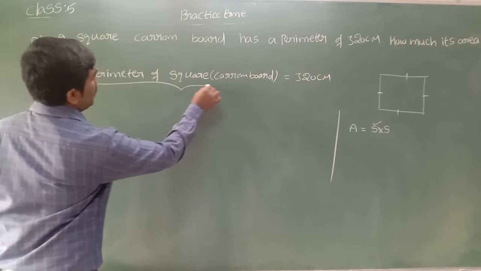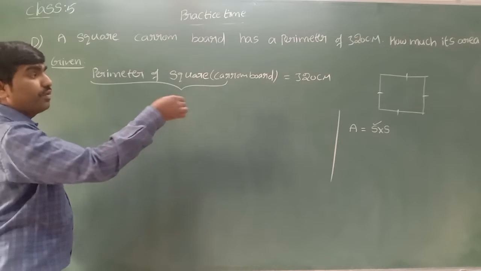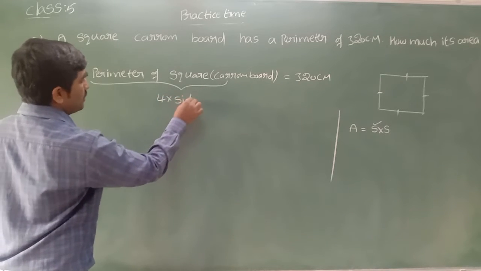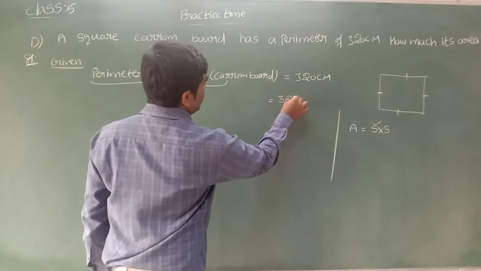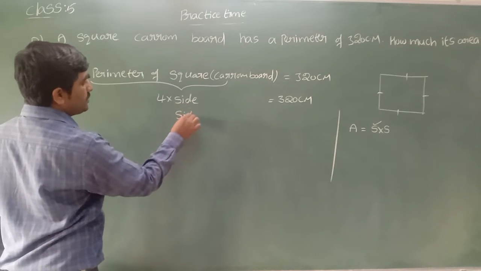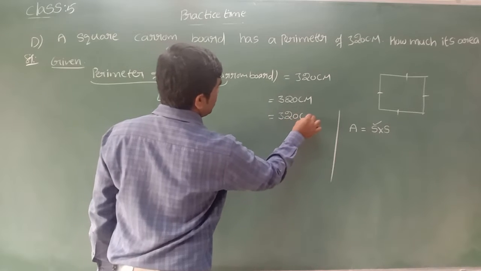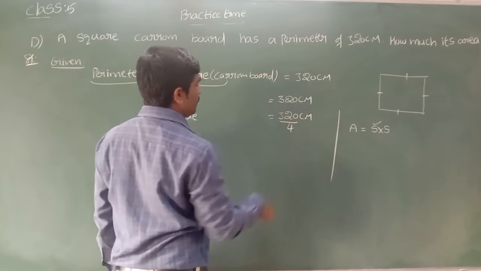What is the perimeter of a square? Perimeter is the total length of the boundary of four equal sides. We have a formula: 4 into side. Yes, 4 into side is equal to how much? 320 centimeters. Now find the side, beta. Side is equal to 320 centimeters, divided by 4, since the 4 transposes to division.